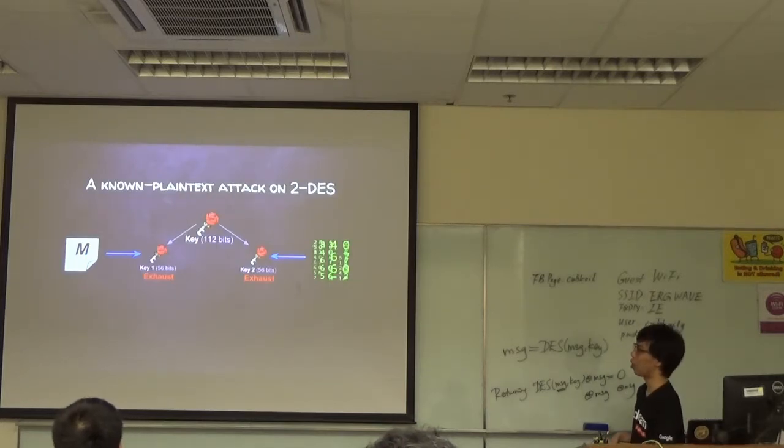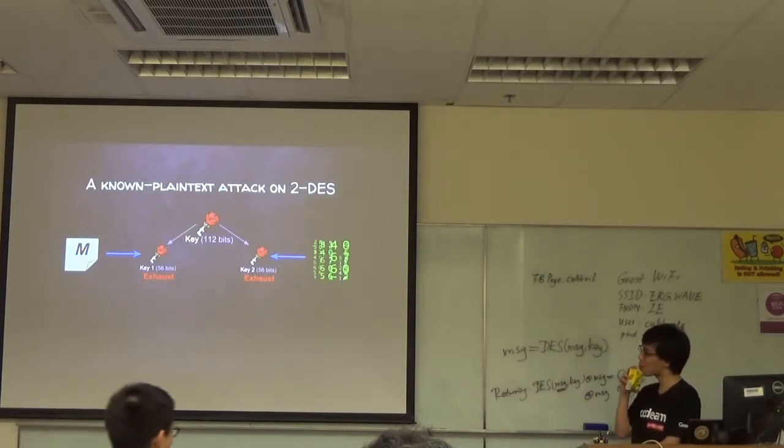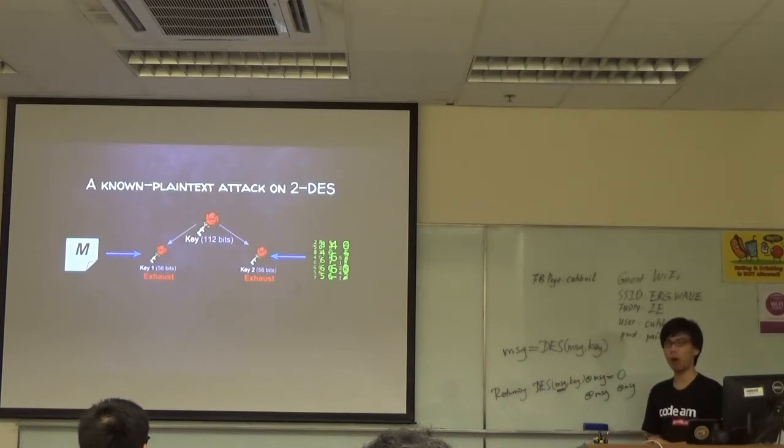And so let me talk about how to attack double DES if we have a pair of plaintext and ciphertext. What we're going to do is to exhaust the first key and the second key. So what are the differences between exhausting the whole key and exhausting the 2 keys? Does anyone know what the differences are? It would be meaningful only if you can spot the difference. And what are the differences?